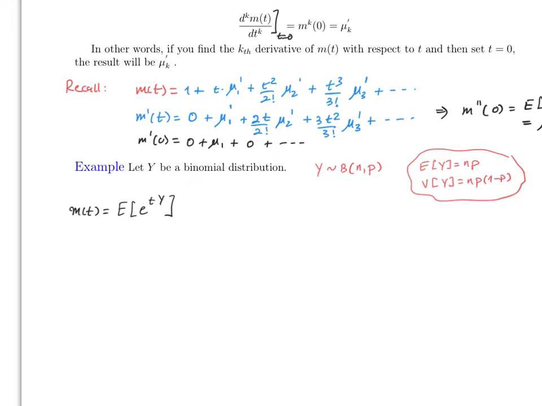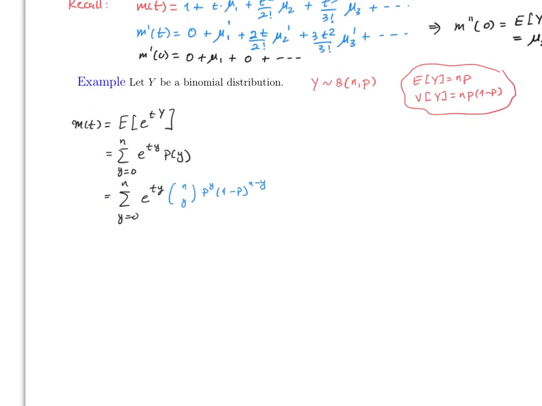Like I mentioned in the last page, the binomial is defined only from 0 to n. So there will be e to the ty times p of y, which is equal to the sum from y equals 0 to n of e to the ty times p of y, which is n choose y, then p to the y times 1 minus p to the n minus y.